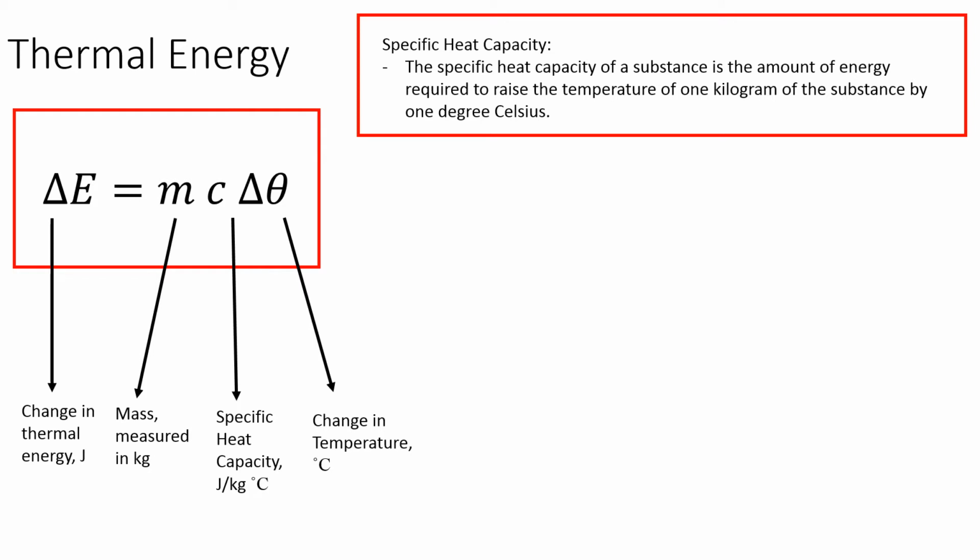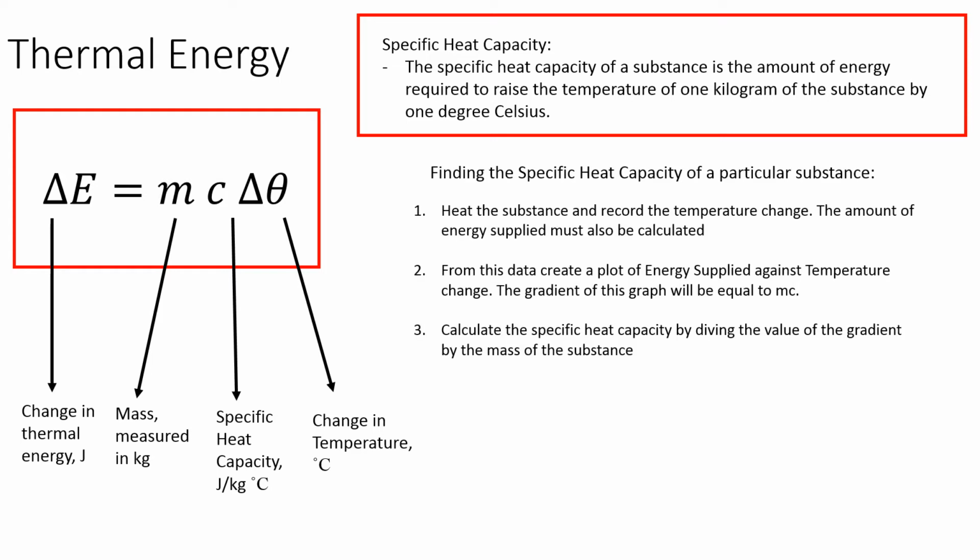So the specific heat capacity, this is a definition you've got to remember. The definition is probably harder than what it actually is, but the definition goes as follows. The specific heat capacity of a substance is the amount of energy required to raise the temperature of 1 kilogram of the substance by 1 degree Celsius.